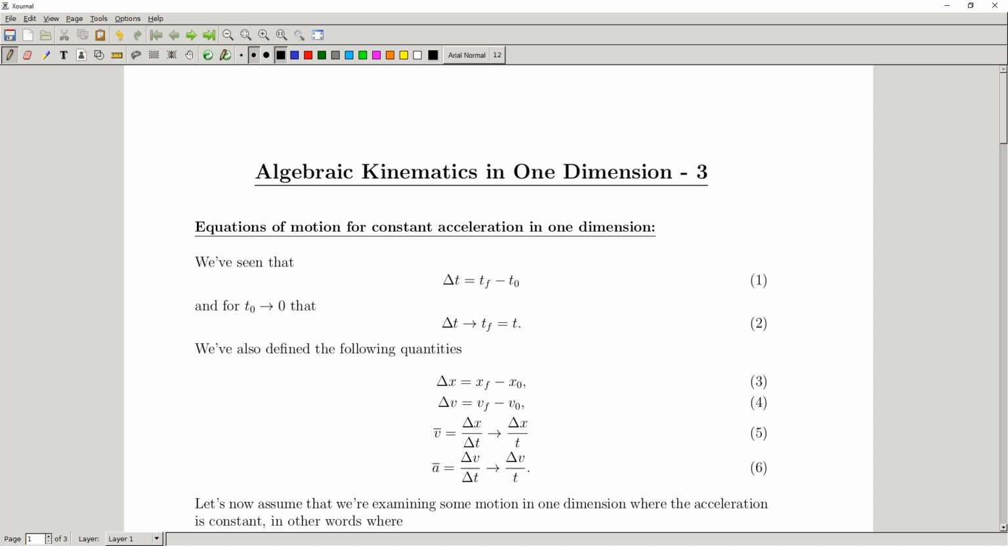We've also defined these following quantities here. So we've also looked at displacement. We've looked at the change in velocity. We've looked at average velocity and average acceleration.